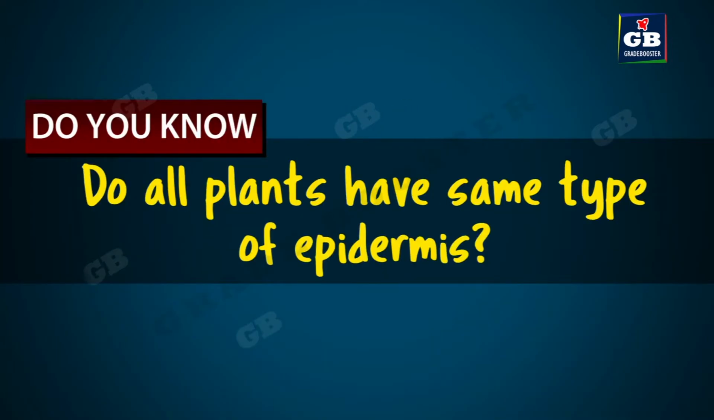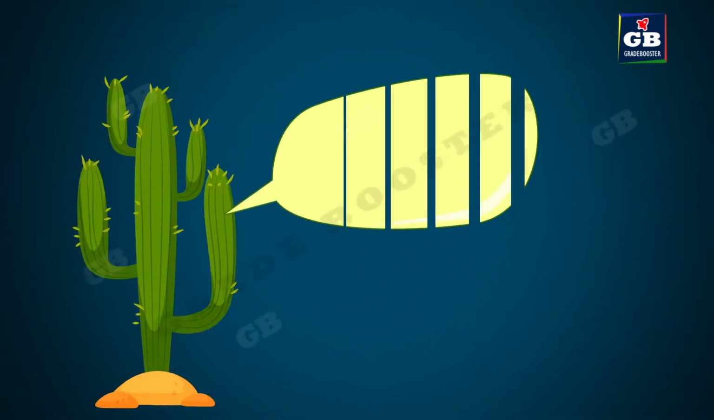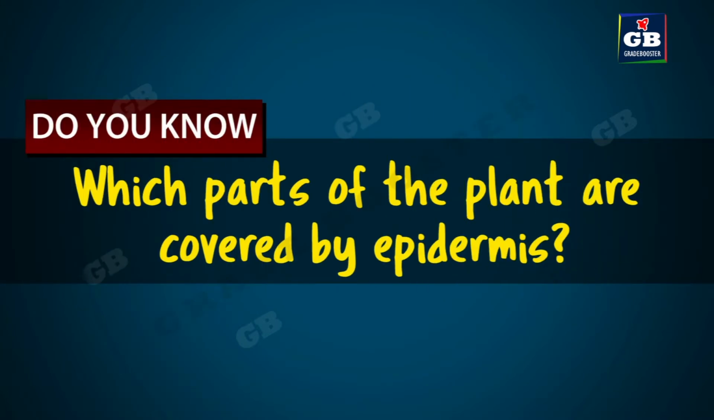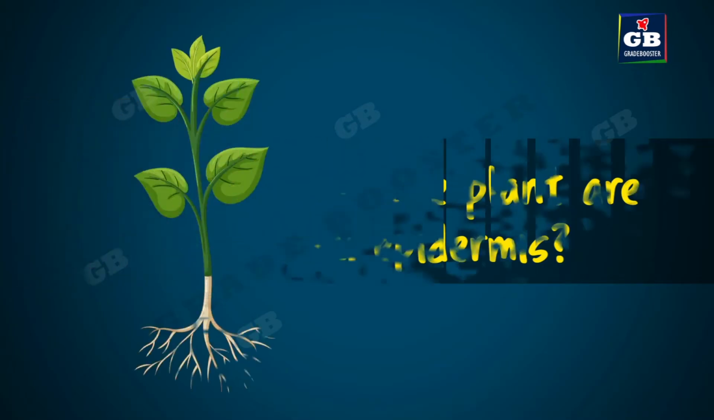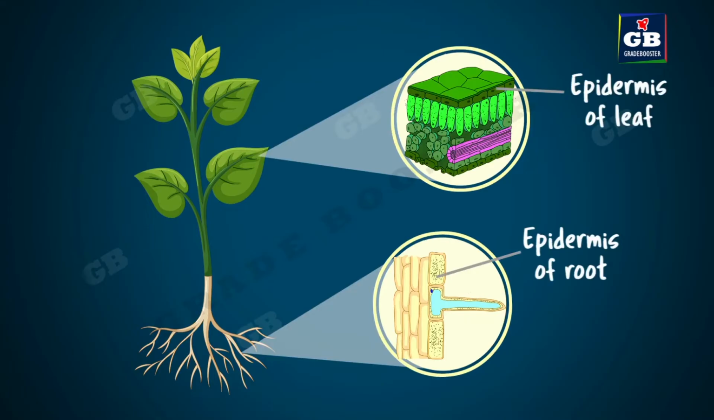Do all plants have the same type of epidermis? No. The plants that need extra protection have a different epidermis. The epidermis of plants living in extreme dry habitats like cactus has a thicker epidermis with multiple layers. This thicker epidermis prevents the loss of water. Which parts of the plant are covered by epidermis? All parts of the plant are covered by epidermis. But there is a difference between the epidermis covering the shoot system and the epidermis of the root system.